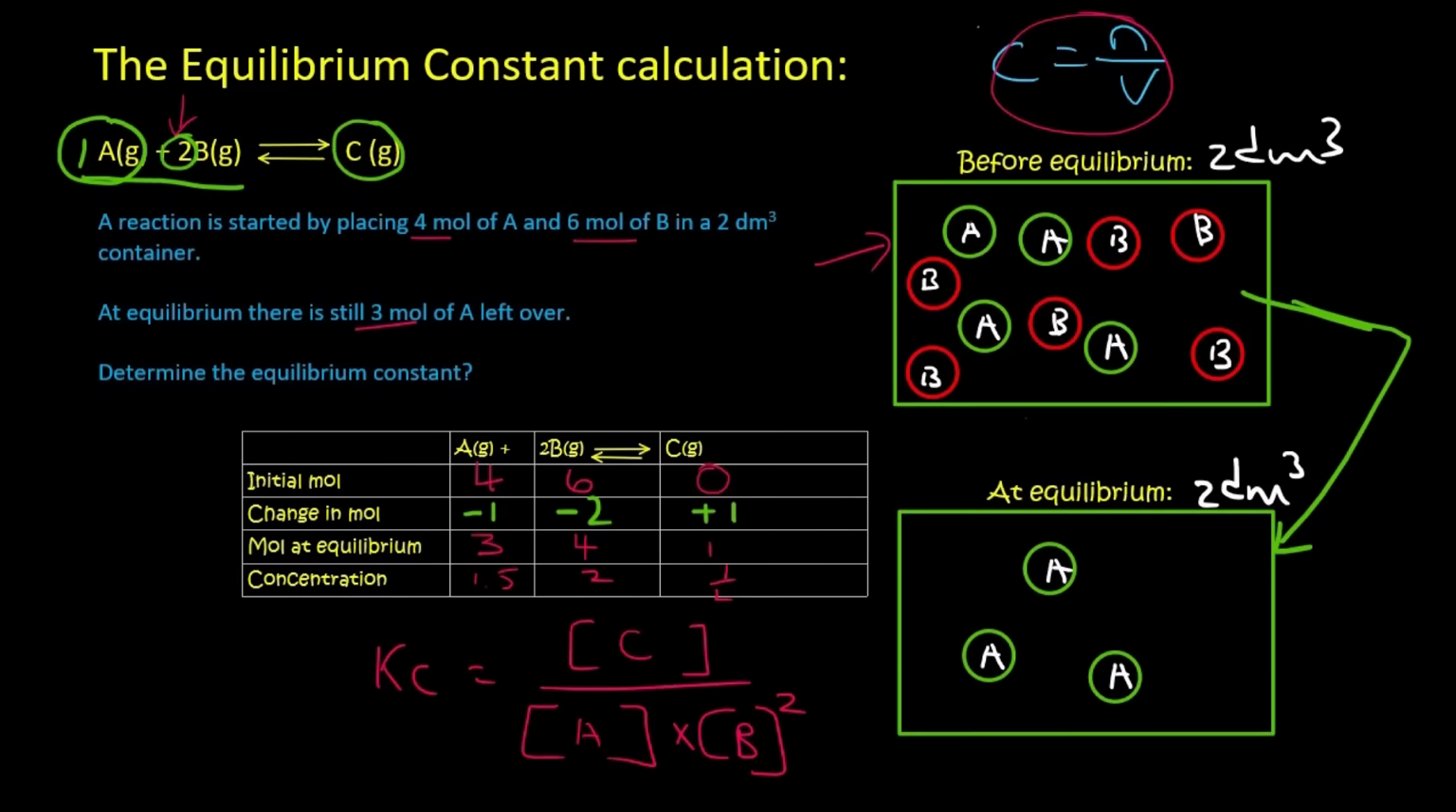Then you can go fill everything in, so the concentration of C is a half. Then the concentration of A is 1.5, and then the concentration of B is 2. Then you type all of that in on the calculator and you end up with 0.0833. So guys, that's the table.